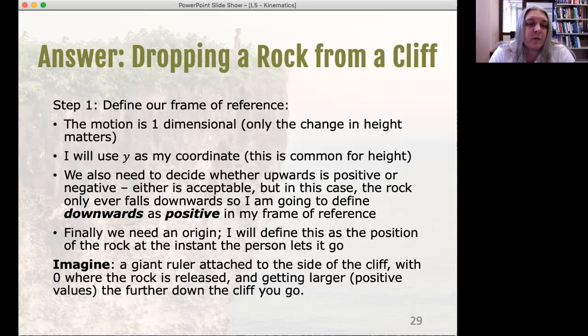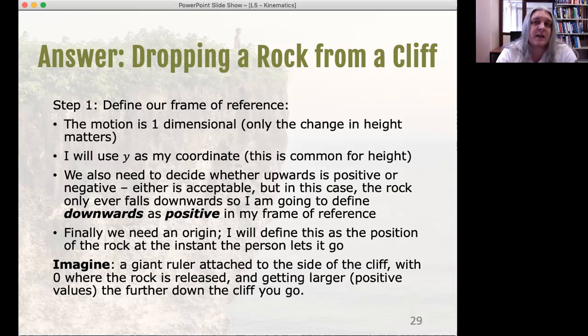We then need to decide whether it's upwards positive or downwards positive. I'm going to call downwards positive because I know the rock never actually goes upwards. From where it's released, it only ever falls downwards. So putting a negative in there is just going to make me write negative all the time for no real reason. And so that's purely out of laziness that I want to make downwards positive. It's just simpler for me. And finally, we need an origin. I'm going to call the position that the person lets the rock go from, that's my origin.